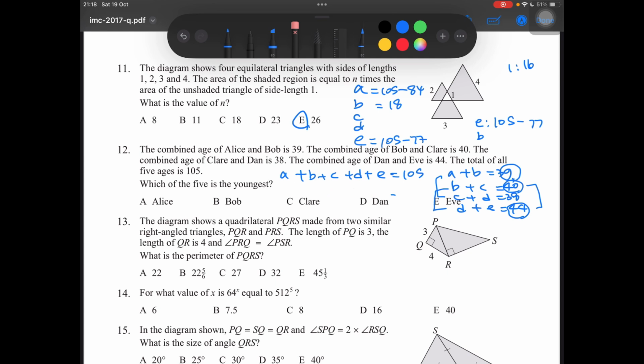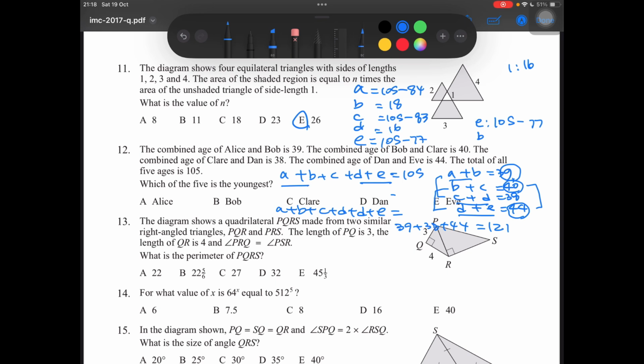And for C, we take A, B, D, E: 39 and 44, so 105 minus 83. And for D, again, A, B, C, D, D, E: 39, 38, 44, so 121, and 105 minus 121 gives 16.